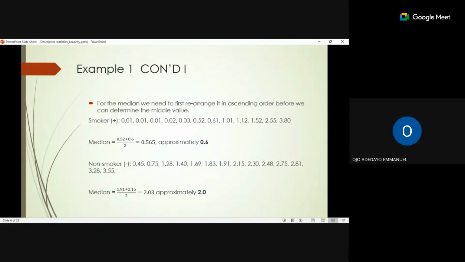Now, after you've rearranged your data, you are going to check the number of values. Is it an odd number or an even number? Now, what did I mean by odd number? Let me use layman language that you can understand. I don't want to use statistical words so that we can understand. That means that by the time you divide it by 2, you are going to have a remainder.